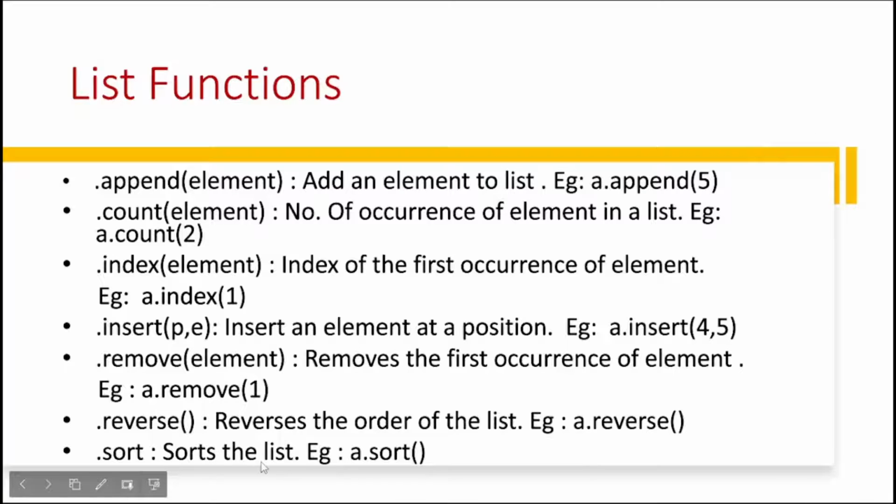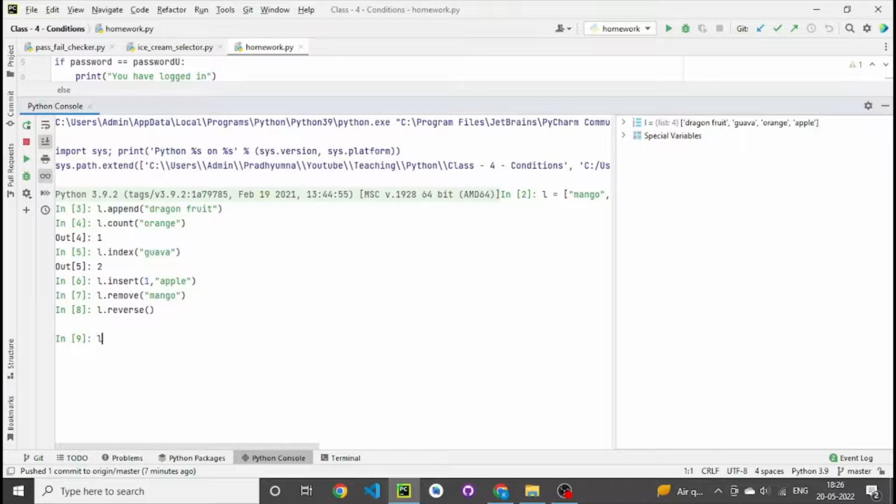Next we'll do sort. Since this is in the form of string, it will arrange it in alphabetical order. If it was an integer type, it would have arranged it based on the numerical values. So let us just try it. You can see that's sorted.